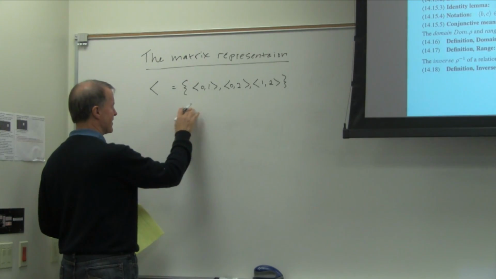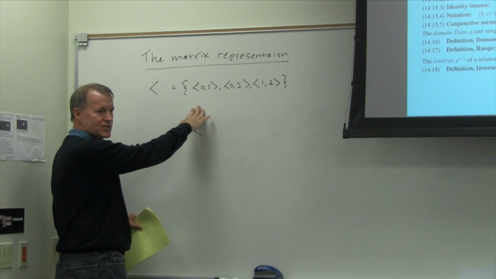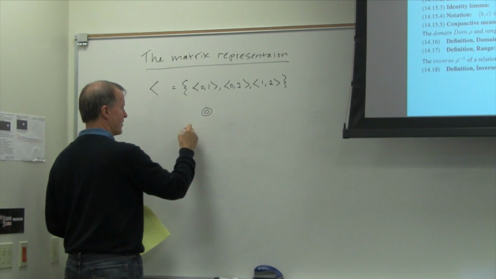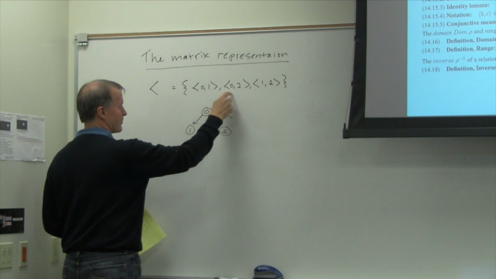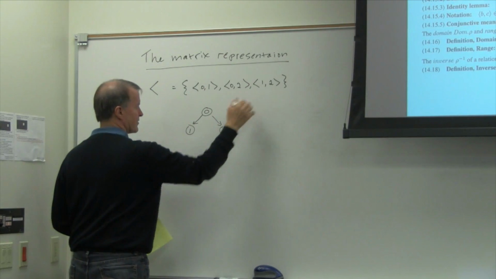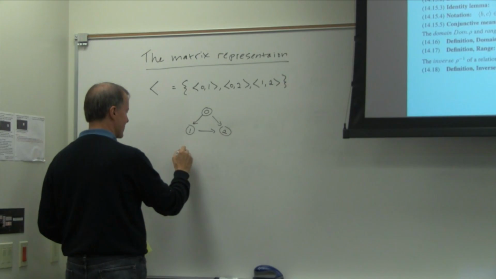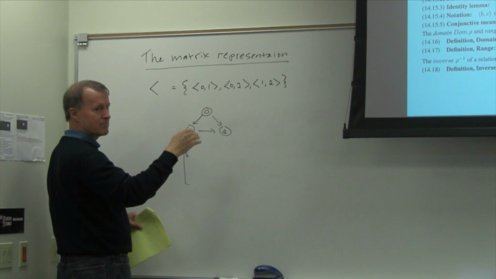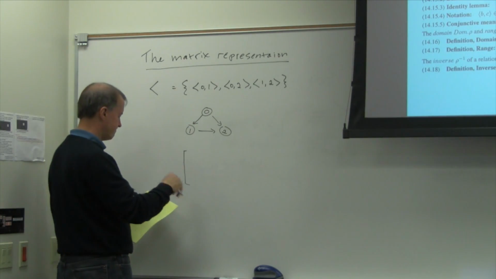By the way, you remember what the graph representation was? It was this: 0, 1, and 2. From 0 to 1 is from here, from 0 to 2 is here, and from 1 to 2 is here. So this is the graphic representation. The matrix representation looks like this. However many elements there are in S, you have a matrix with that many rows and that many columns. Are you with me? All right.